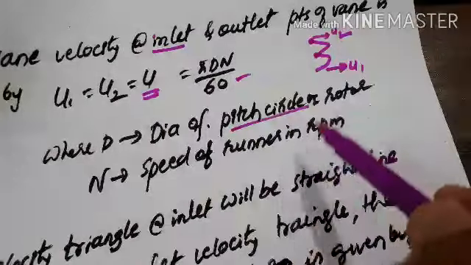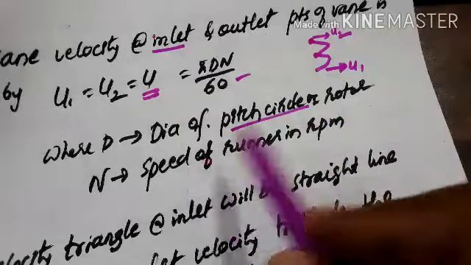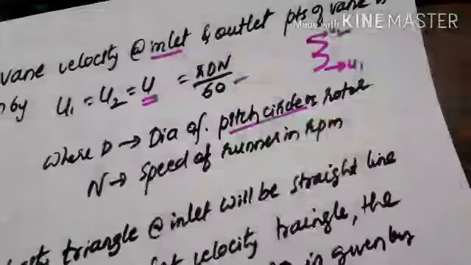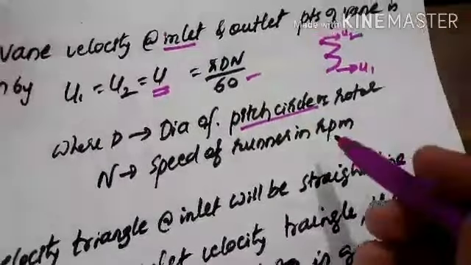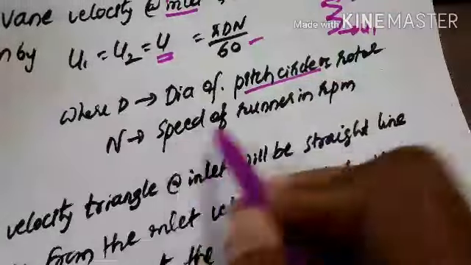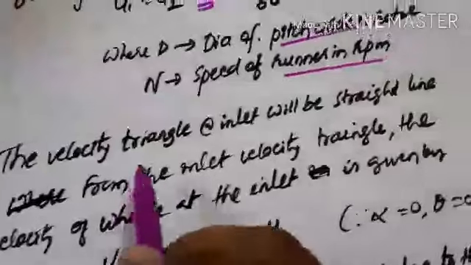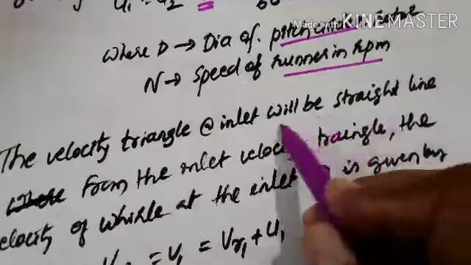Where d is the diameter of the pitch circle or the rotor. This is called the pitch circle, or the rotor, or the disc, or it is also called the impeller of the turbine. Where n is the speed of the runner in rpm. Then the velocity triangle at inlet will be a straight line.